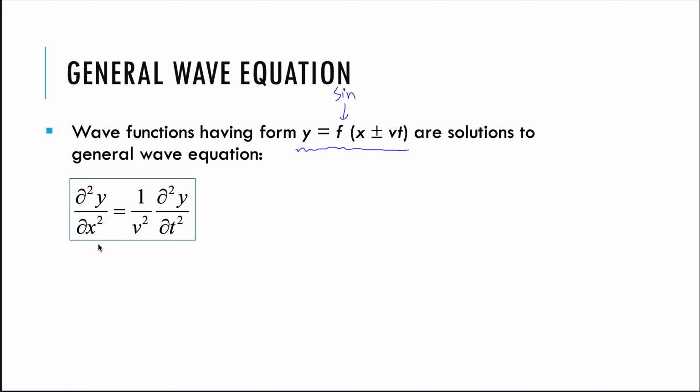In the homework, what you're going to have to do is you're going to be given a traveling wave that has this form, and then you'll just have to plug it in on both sides of this general wave equation to show that they indeed equal each other. You're going to take the second derivative with respect to position on the left, the second derivative with respect to time on the right. We're going to see this wave equation again when we get to physics 2 and we're talking about electromagnetic waves. So this here is just a brief introduction so that this doesn't look like a foreign language when you see it again later.